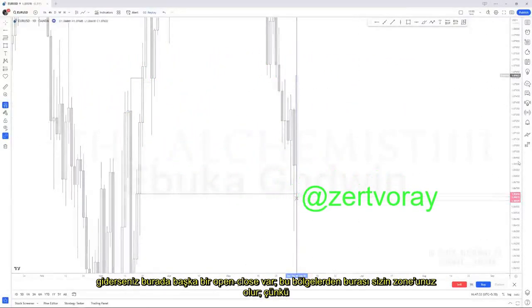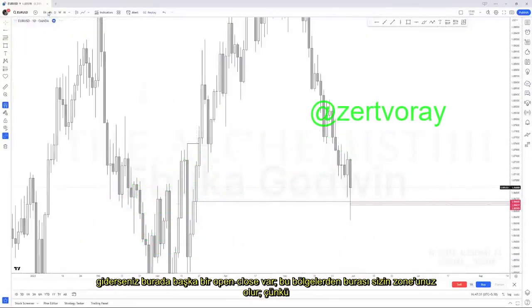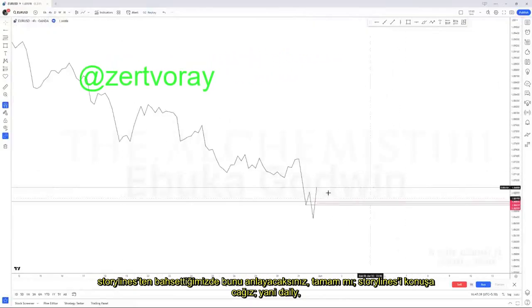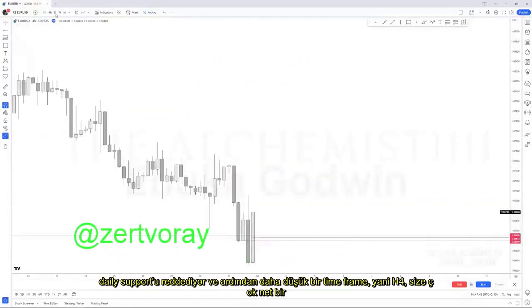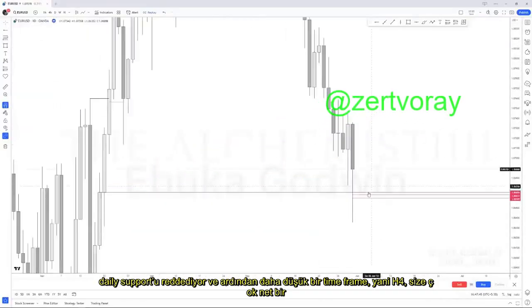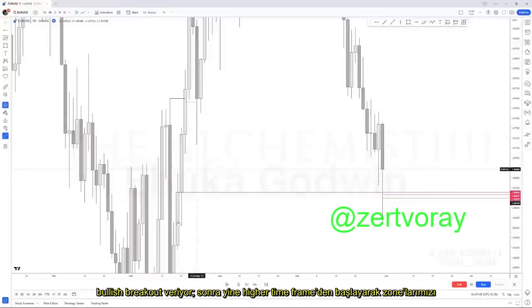We will talk about storylines. So yeah, daily rejects a daily support, and then one time frame lower, that is H4, gives you a bullish breakout, so we have that very clearly. Once again, we're starting from the high time frame to pick up our zone. So we have this same daily zone because we do not have anything else on the daily, right?